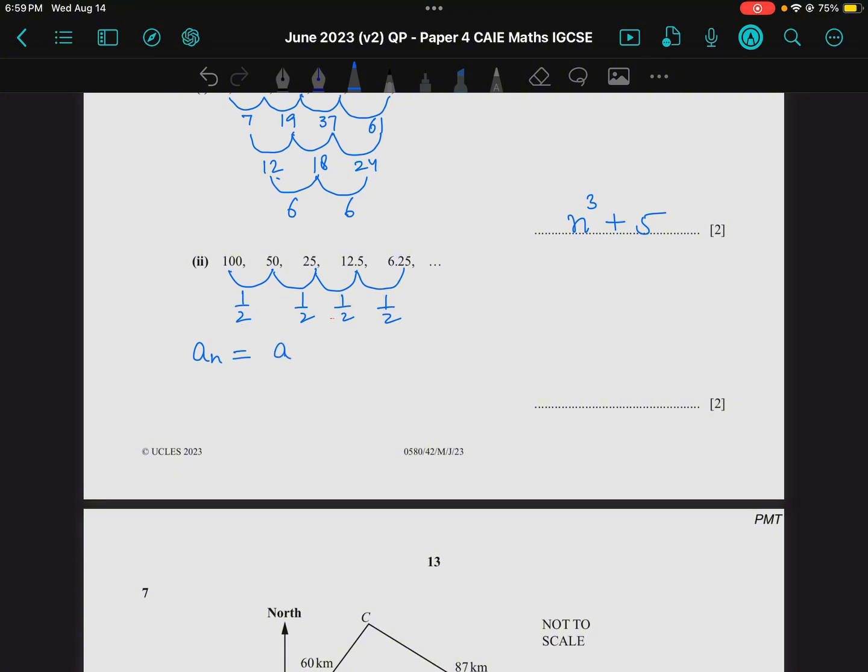a r to the power of n minus 1. This is the formula for this GP. So a is 1. What is r? The ratio is 1 upon 2, to the power n minus 1. That means it is 100 times 2 to the power... 1 upon 2 is in the reciprocal form. So when you flip it, you will get it as 1 minus n.